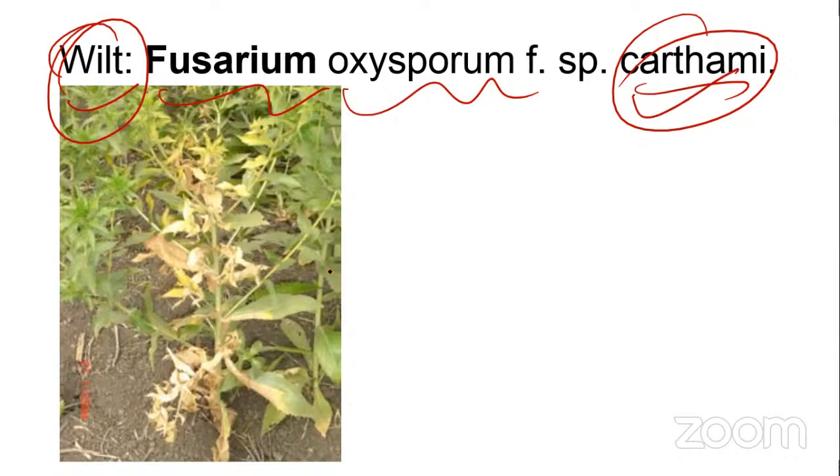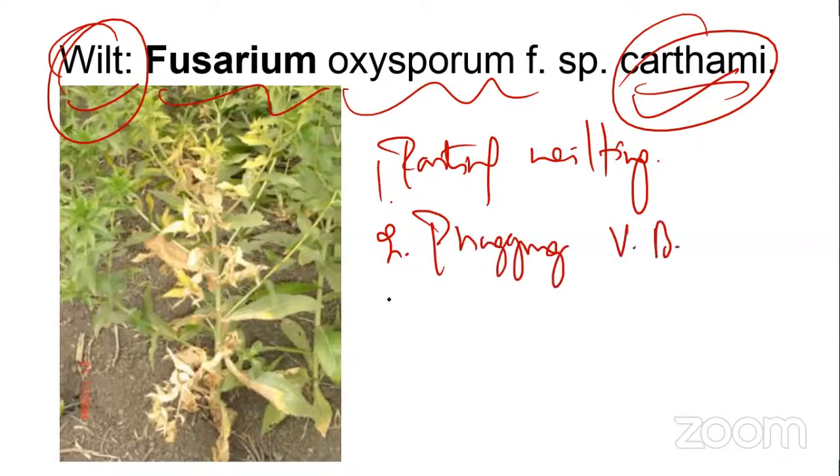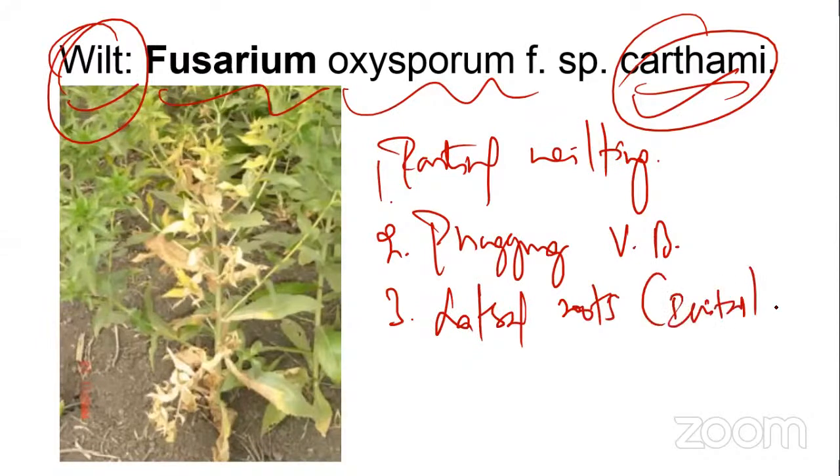The symptoms are the same, right? As usual, partial wilting, right? Then plugging of the vascular bundle, right? Then you can check for lateral root infection initially, then it will turn on to the taproot also, that is called complete wilting.